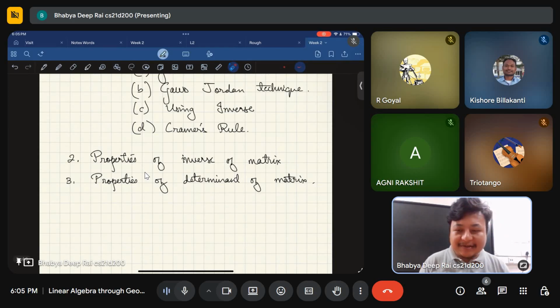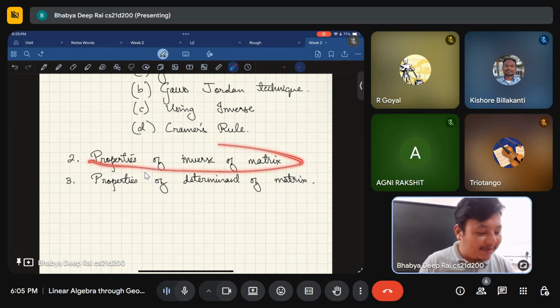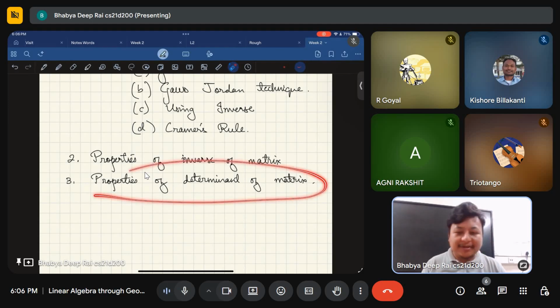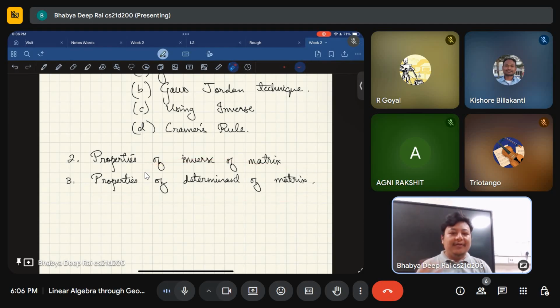The next things discussed this week are the properties of the inverse of a matrix, and finally the properties of the determinant of a matrix. Although this course relies on interpreting linear algebra geometrically, this week's content did not have a lot of geometry involved, but from next week onwards it will be very geometry heavy.